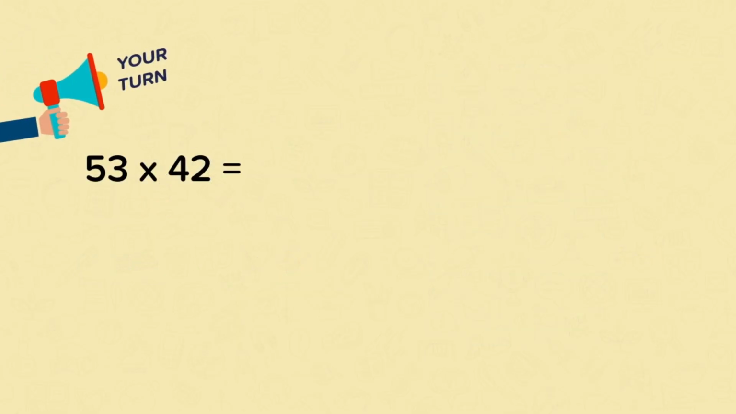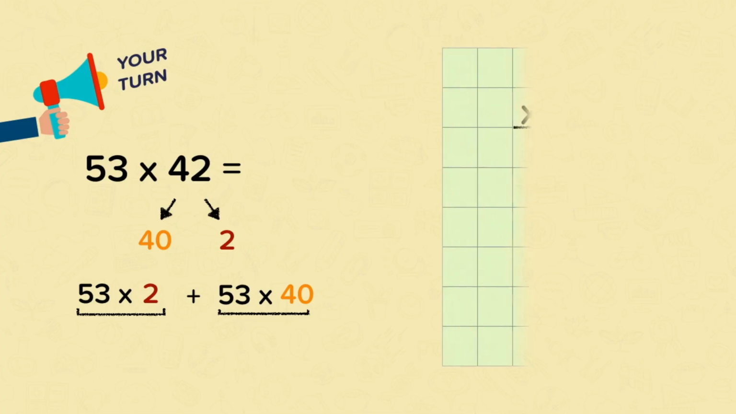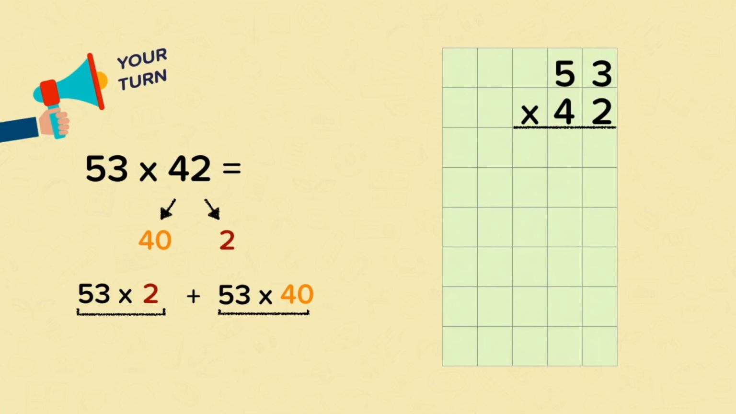Now it's your turn. Find the answer to 53 times 42. Pause the video and have a go. Let's check the answers. Well done if you remembered to first partition 42 to get 40 and 2. This gives 53 times 2 and 53 times 40. Next, you needed to work out 53 times 2.